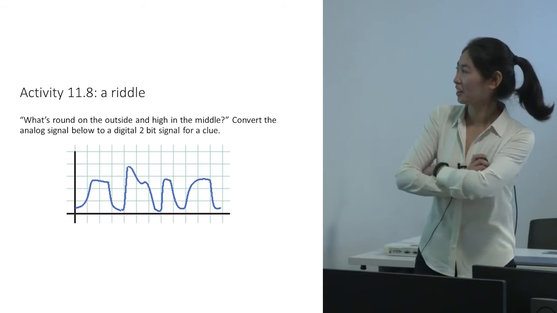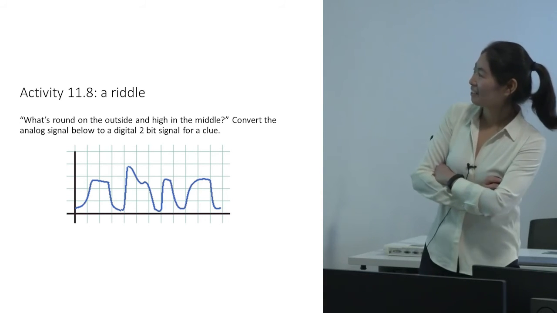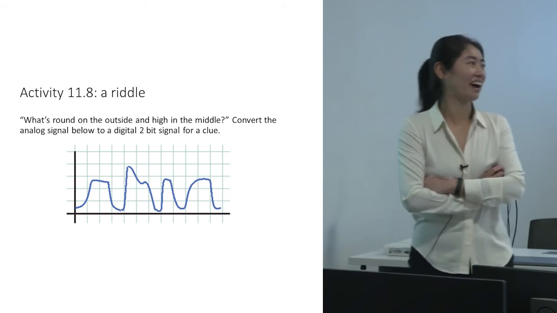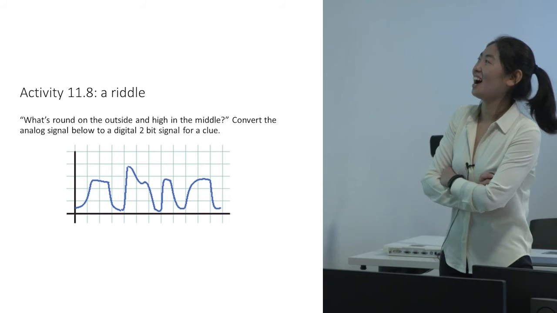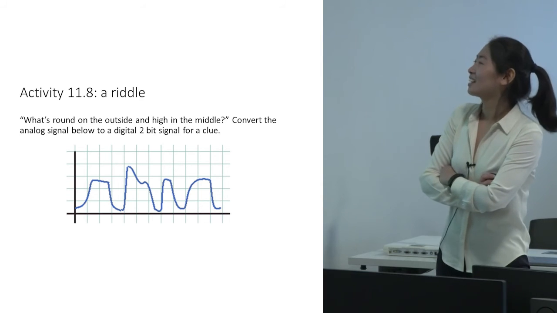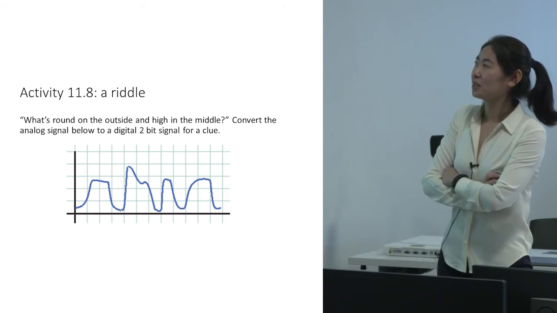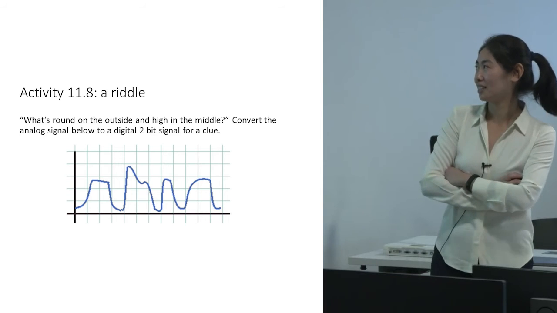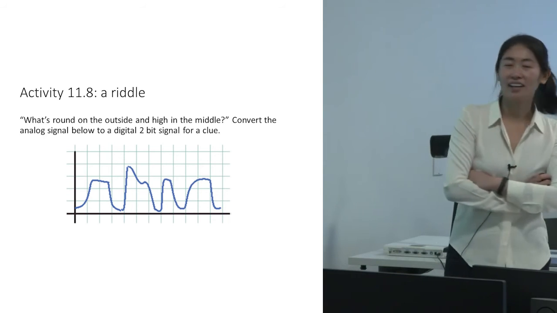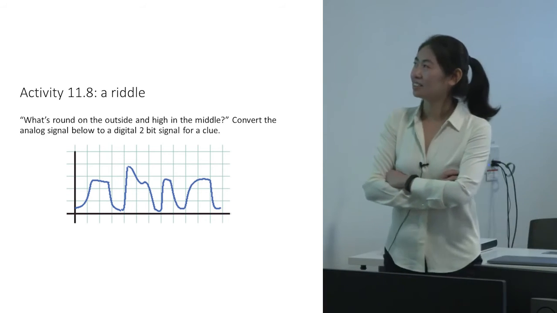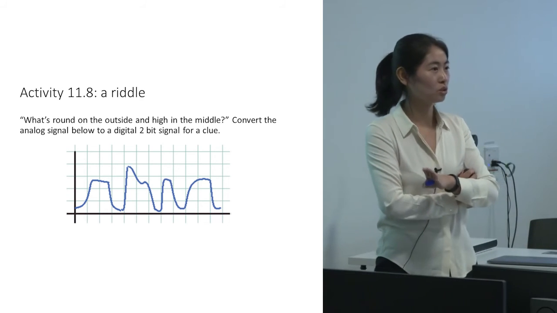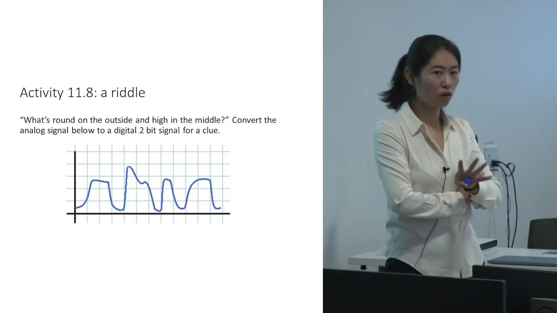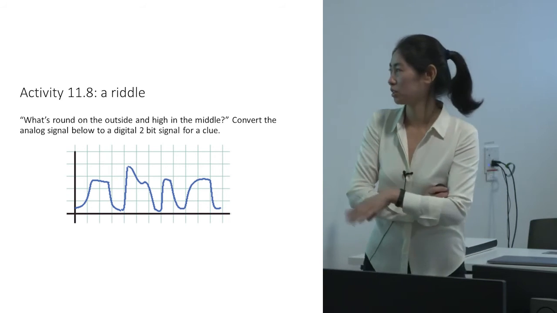Okay, there's a riddle here. It's interesting. Last time we tried this, one student figured it out. What is round on the outside and high in the middle? Convert the analog signal below to a digital 2-bit signal for a clue. First of all, it's a 2-bit signal. So how many levels does a 2-bit signal have? 2 to the 2 is 4, right? We have 4 levels.